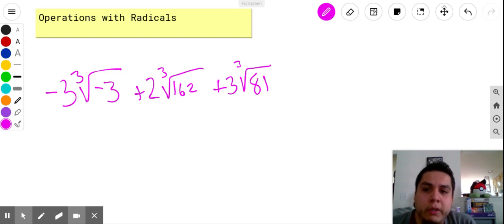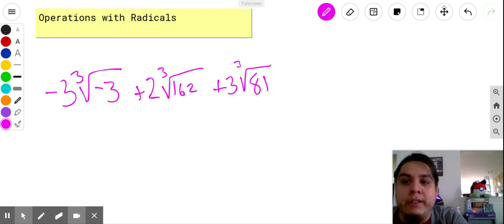For this first one, we have negative 3 times the cube root of negative 3 plus 2 times the cube root of 162 plus 3 times the cube root of 81. When you add or subtract radical expressions, you need to make sure you have the same number underneath the radical sign. Unfortunately, we don't, so we need to do a little bit of work.